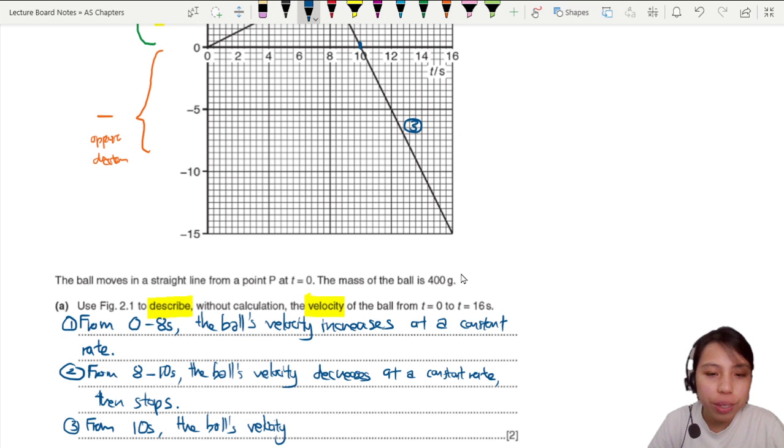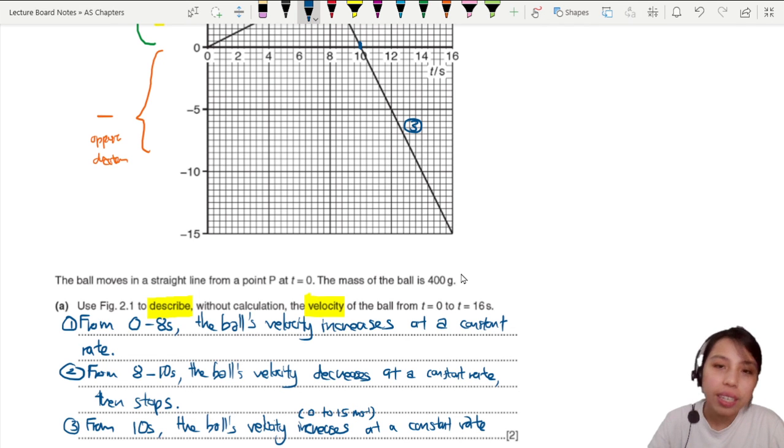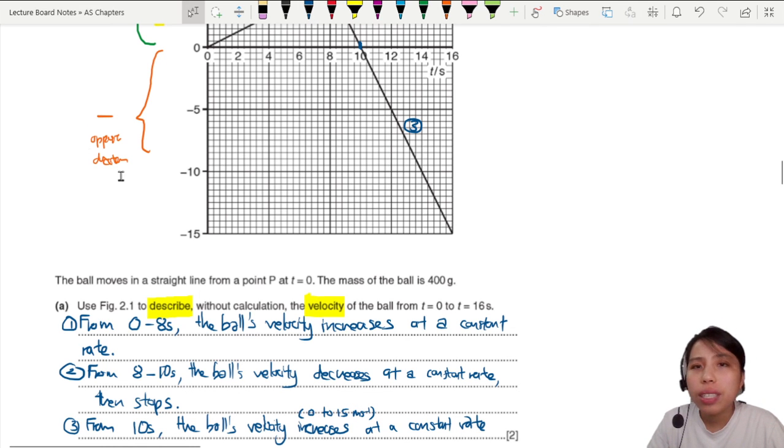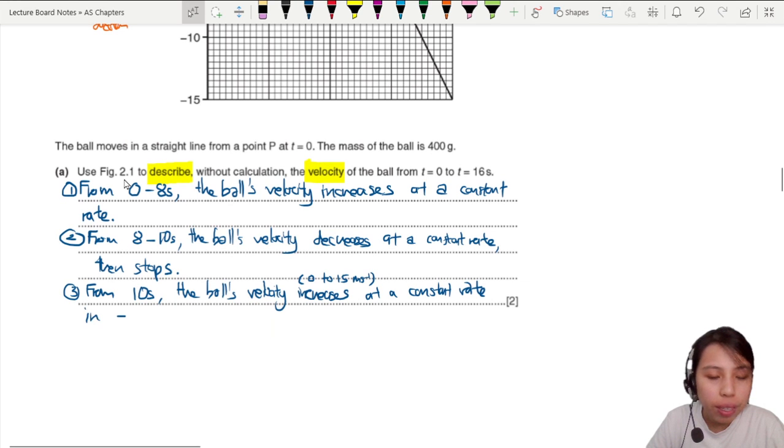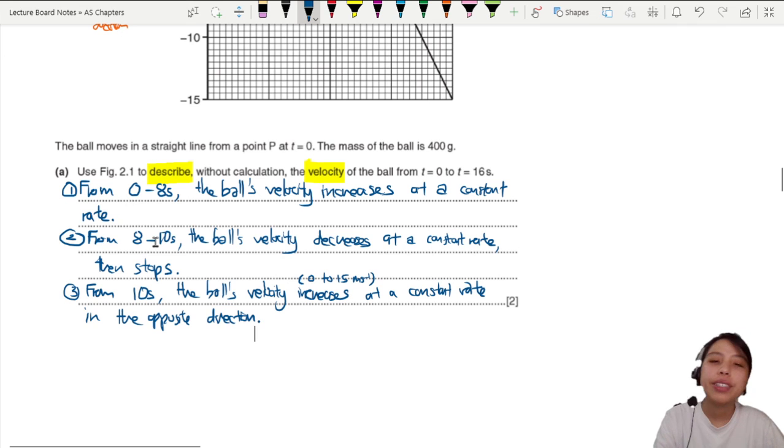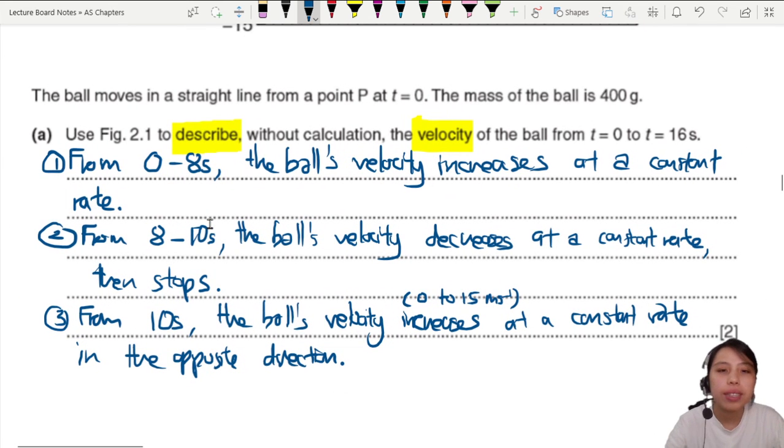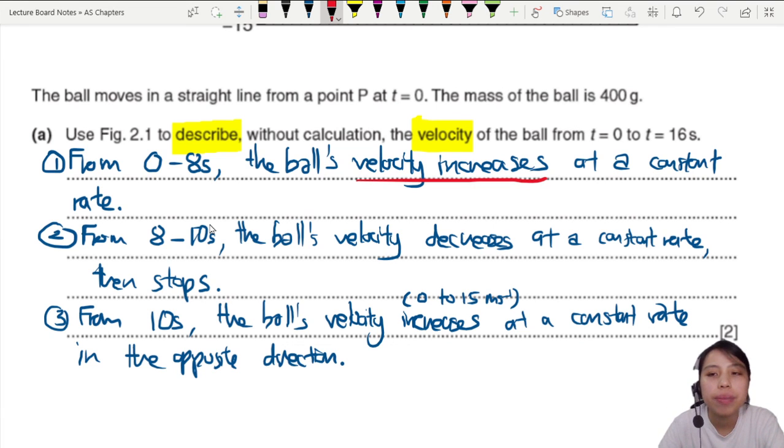velocity increases, gets faster and faster. If you want to specify, you can say increases from 0 to 15 meters per second at a constant rate, just in case. Increase at a constant rate. Oh, must mention opposite direction. Okay, so you say increases at a constant rate in the opposite direction. Man, this was a hard explanation. There are different sections. So if you want to mark this out, the first mark will come from increase at constant rate.